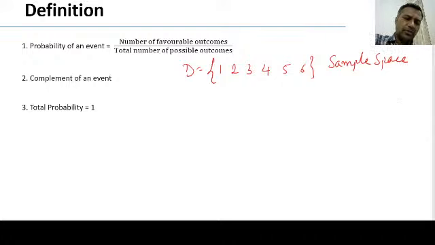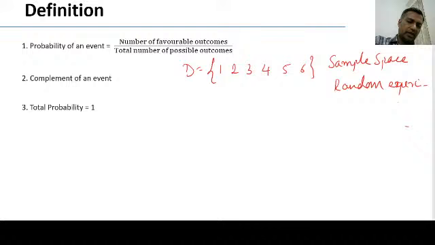So sometimes you may come across the words random experiment or sample space. These are some of the words that you generally keep hearing when you start reading about this chapter or solving some questions from it.